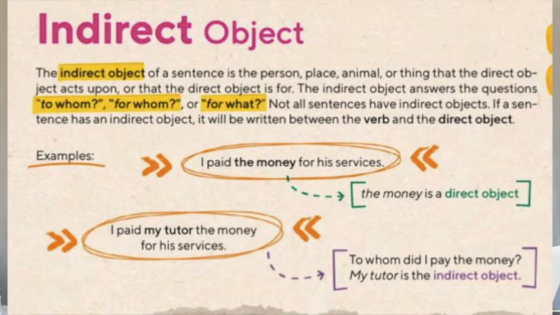The indirect object of a sentence is a person, place, animal, or thing that the direct object acts upon, or that the direct object is for. The indirect object answers the question to whom, or for what. Now, not all sentences have indirect objects. If a sentence has an indirect object, it will be written between the verb and the direct object.